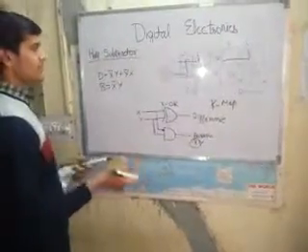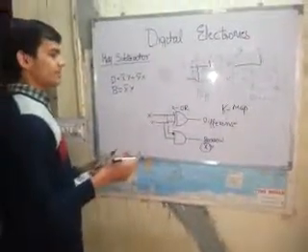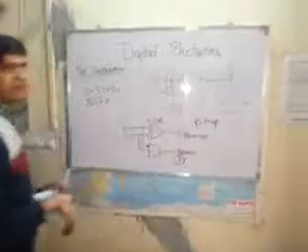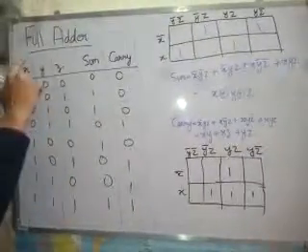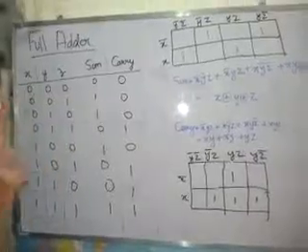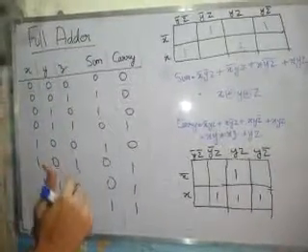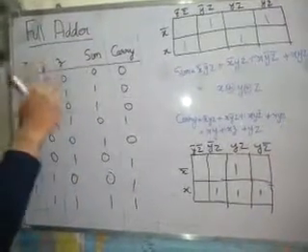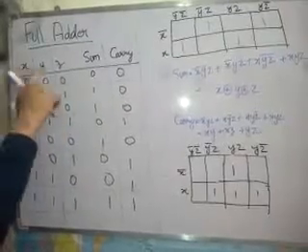Now we will study more about the full subtractor and full adder in the next video. Now we will study about full adder. Full adder क्या करता है? Full adder 3 bits को add करता है. It will add 3 bits one by one. So we have taken 3 bits like x, y and z.